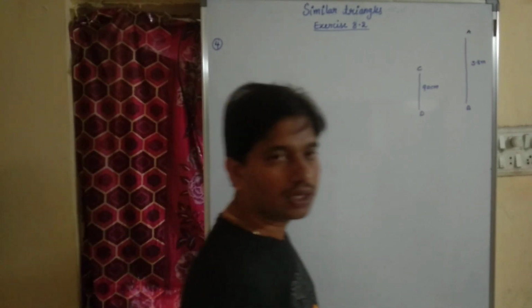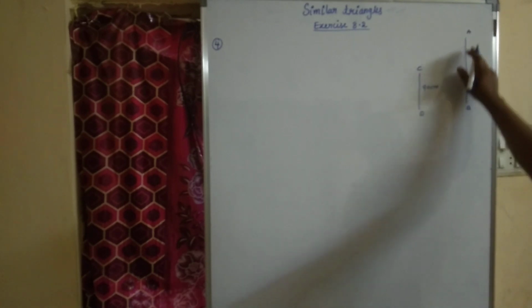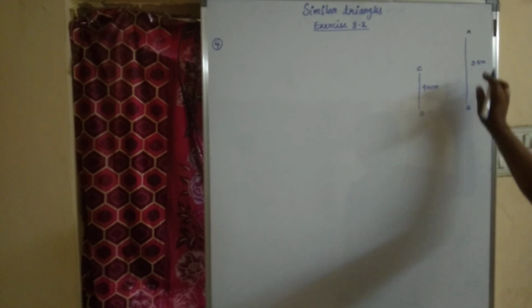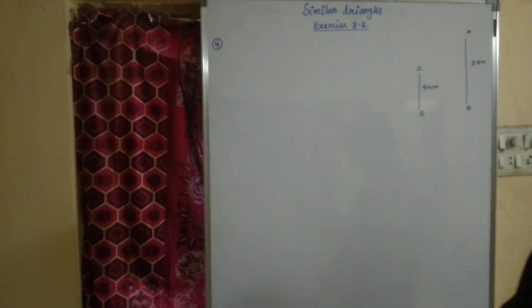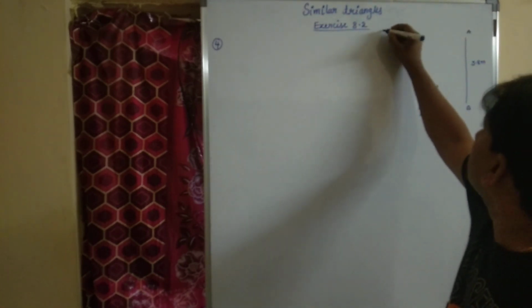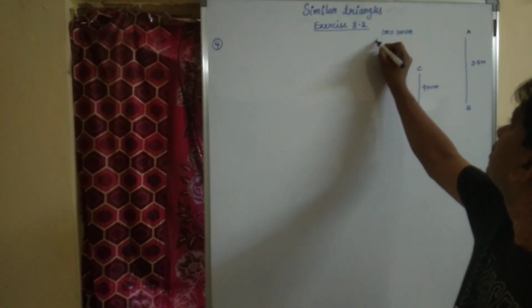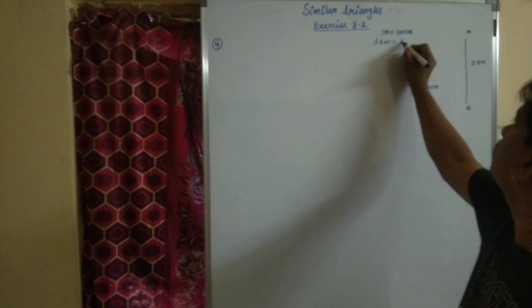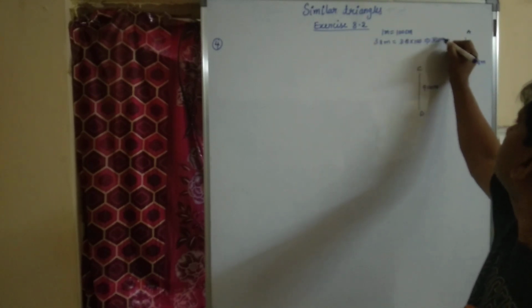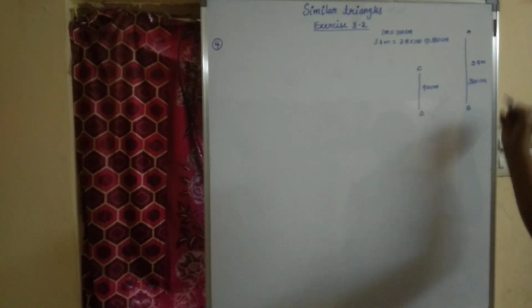See, if you observe, the height of the girl is 90 centimeters, and the height of the lamp post is 3.8 meters, which is in meters, whereas the girl's height is in centimeters. So the units must be the same. We know that 1 meter is equal to 100 centimeters. Hence 3.8 meters is equal to 3.8 into 100, that implies 380 centimeters. So what is the height of the lamp post? 380 centimeters.